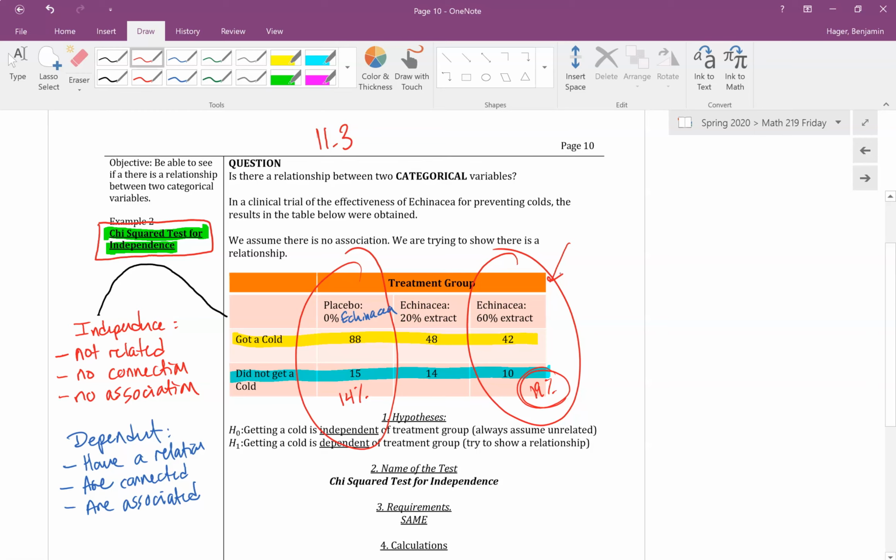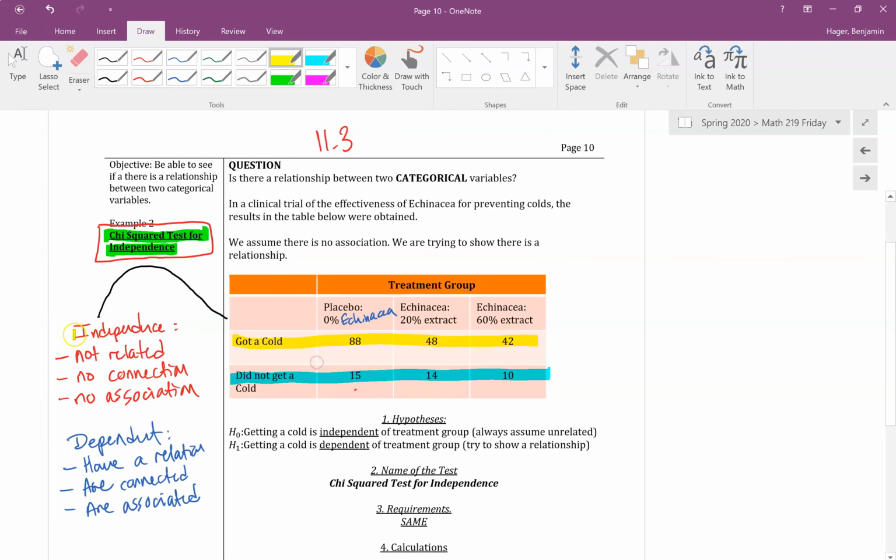Now, is that just because of this particular sample? Samples vary all over the place, so is this just normal fluctuation we expect to see in our sample? Or is this statistically significant and there is actually a benefit to taking echinacea? We need the statistics to figure that out for us. So that's exactly what this test does, the test for independence. We look to see if two things are independent of one another. In other words, are they not related, not connected, or not associated? By the way, this is always the null hypothesis when you're doing this test.